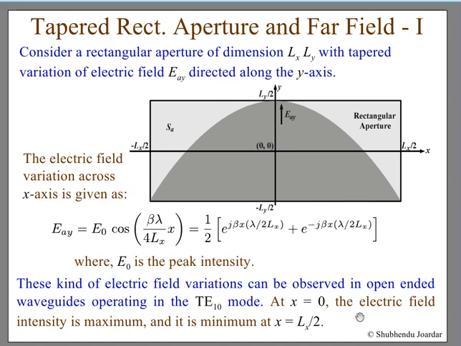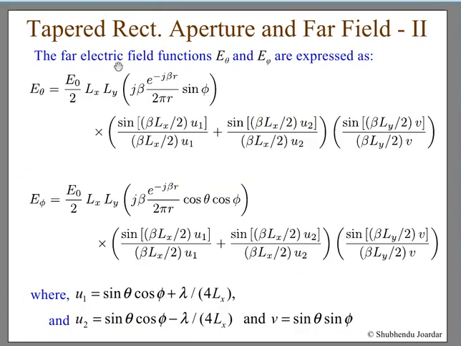At x equal to 0, the electric field intensity is maximum, and it is minimum at x equal to L by 2. This is the variation it is talking about. So now, when we derive the far field expressions for E theta and E phi, you will get these expressions.